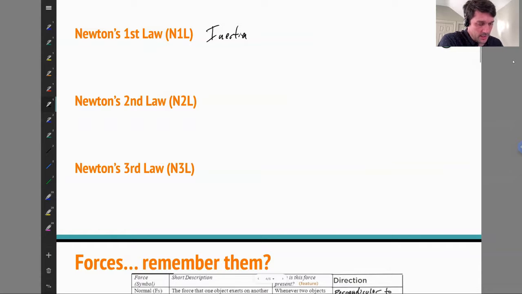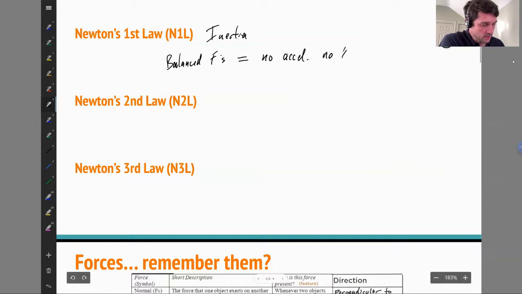The basic idea there is that balanced forces result in no change of motion, no acceleration, which means no increase of velocity, no decrease of velocity, and no change in direction. No speeding up, no slowing down, no turning.